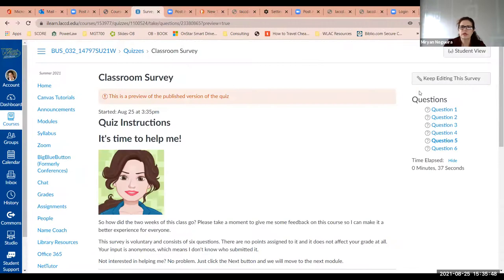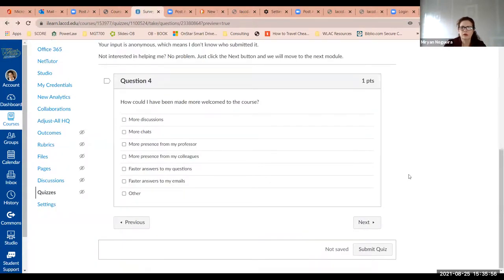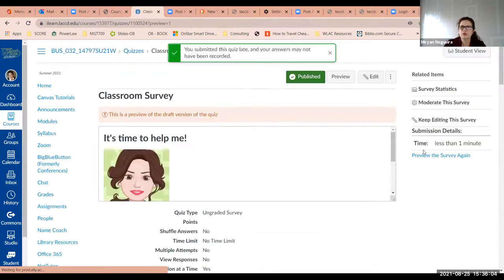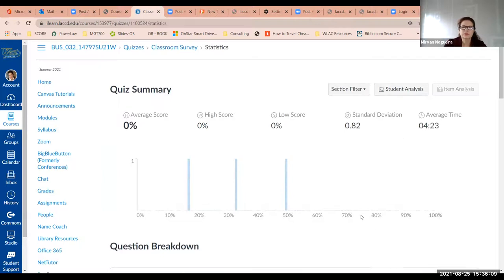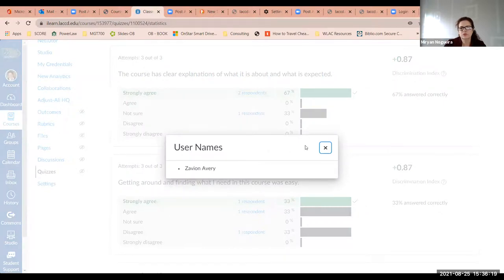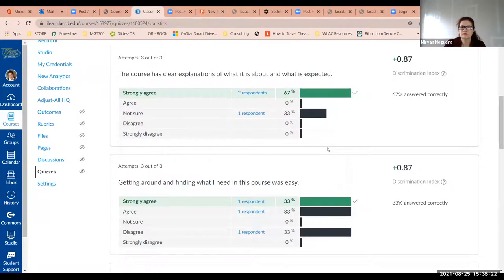The way to look into that is, submit the quiz. Yeah, it's okay. So when you go to the survey statistics, you can see the question breakdown. How many people said that the course has clear explanations? Two. And the one who didn't, who is it? It's going to show you the student names, which I'm not supposed to do in front of you. I apologize, just pretend you didn't see it.